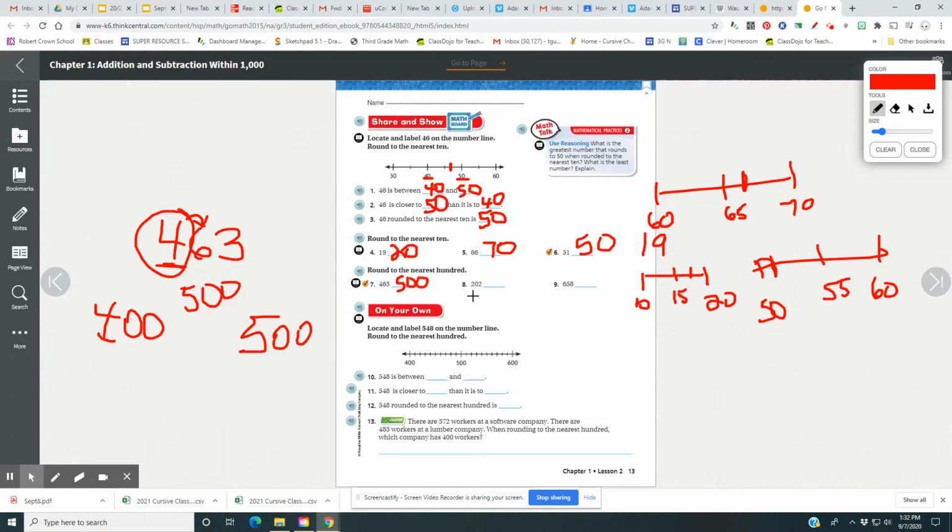Let's try 202 with our little singing technique. So rounded to the nearest 100, so I have to circle the number in the hundreds column, and I look next door, and what does that number tell me to do? 0, 1, 2, 3, 4, we don't change anymore. So it doesn't change, it stays at 2, and I add the 0, so it's 200.